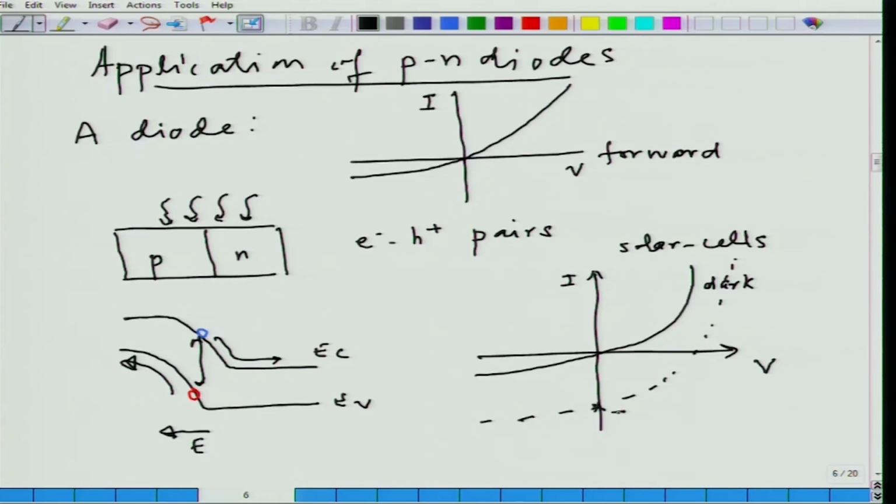You are going to get a short circuit current and an open circuit voltage from such a device, and in this third quadrant, if you are operating your device, it will be working as a solar cell and you will be generating power from whatever light is shining on your p-n diode. So, this is a very useful application and very pertinent to today's time when we are looking for solar energy. On the other hand, I can also use it as a light emitting diode.